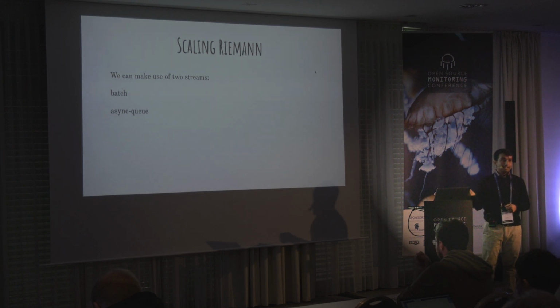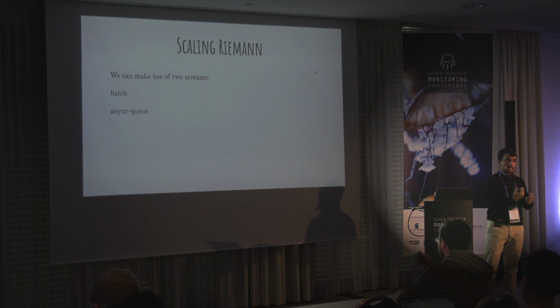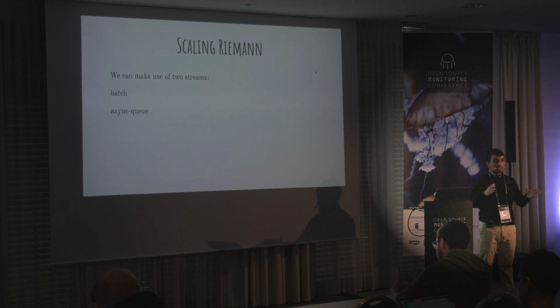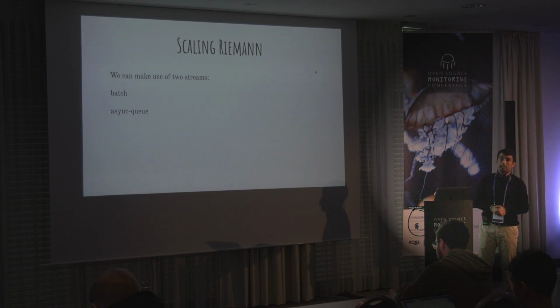One of the problems with async queue is, since it's a bounded queue, you can actually end up filling that queue and Riemann will drop those events. In that case, you would like to use something like an on-disk based queuing system like Kafka. Riemann supports Kafka. It supports producing and consuming from Kafka both. So you can use the Kafka plugin.